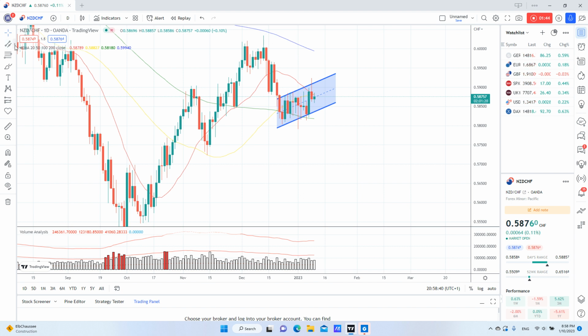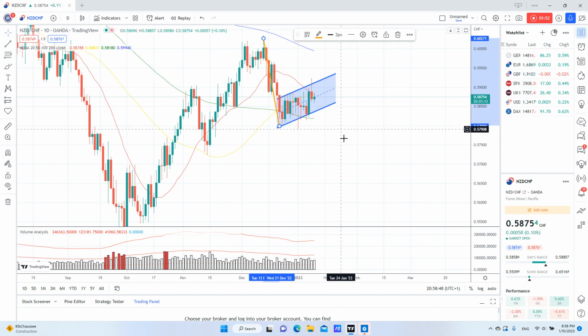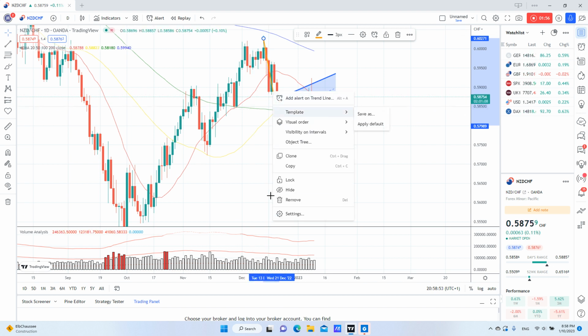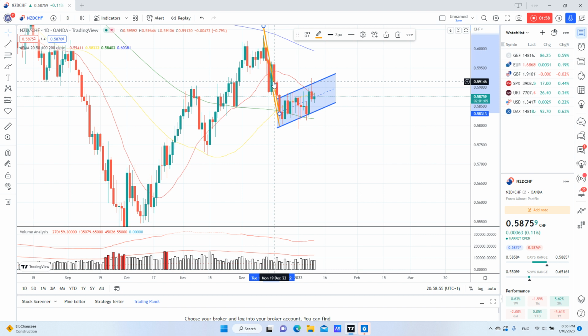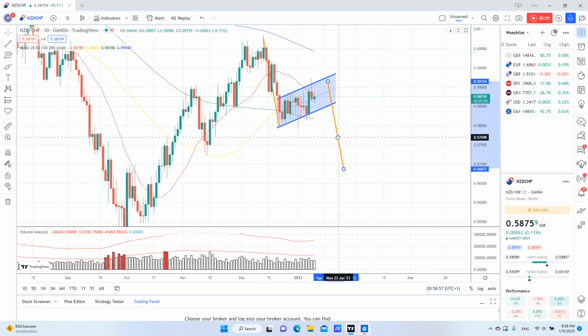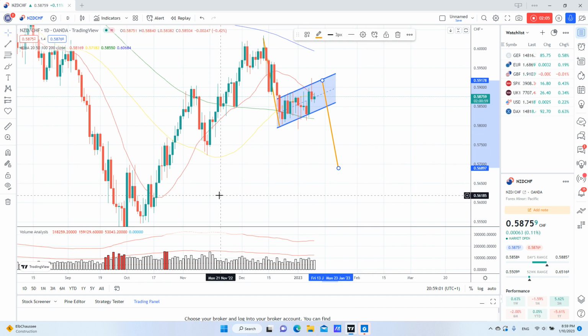And our target will be, if we do this like this, normally it's the same length. So we may do like this, clone, and take it, put it like this. So our target will be here.